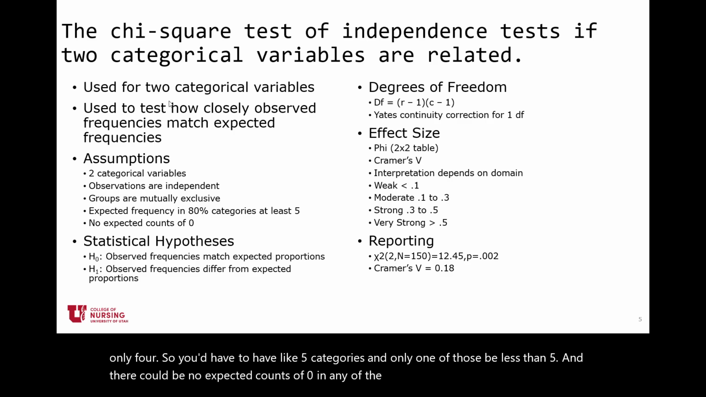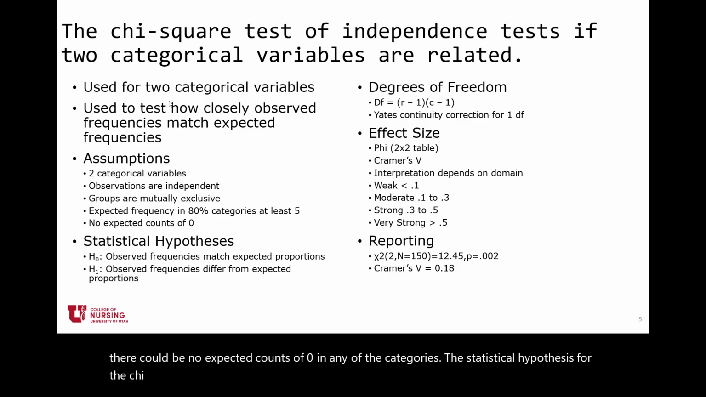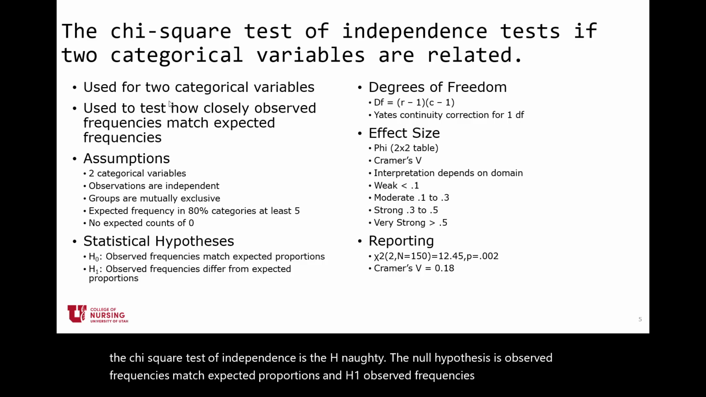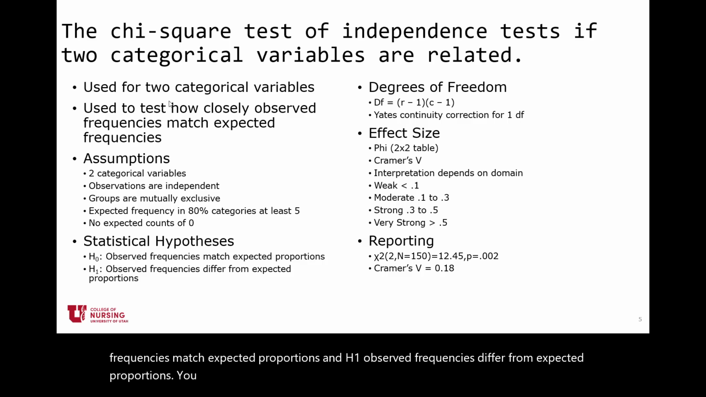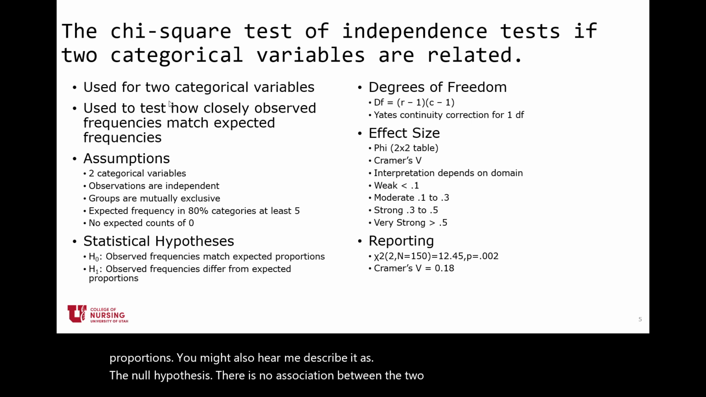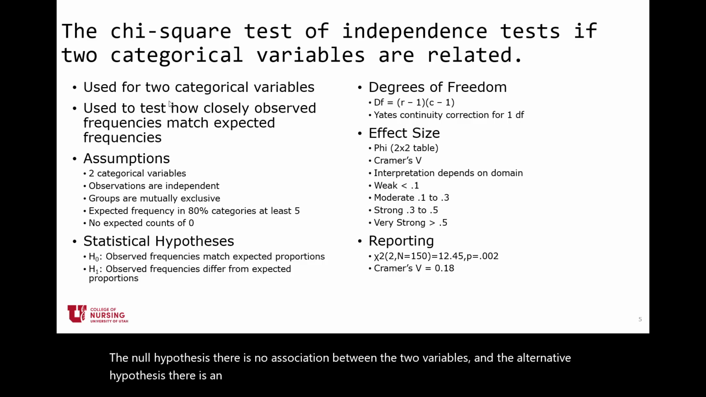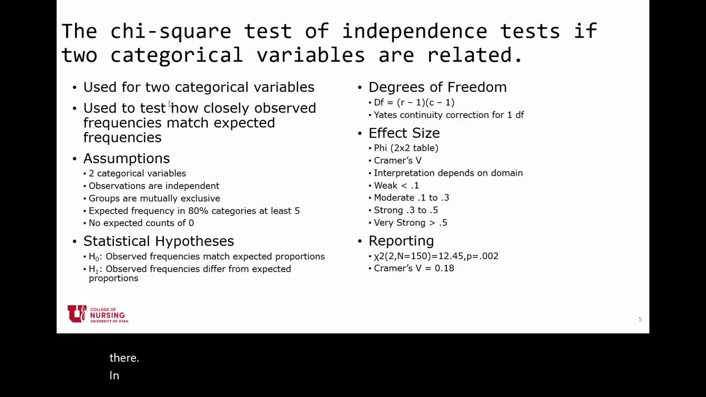The statistical hypotheses for the chi-square test of independence: H naught, the null hypothesis, is observed frequencies match expected proportions, and H1, observed frequencies differ from expected proportions. You might also hear me describe it as the null hypothesis, there is no association between the two variables, and the alternative hypothesis, there is an association between the two variables. So you have a little flexibility there in stating those hypotheses.